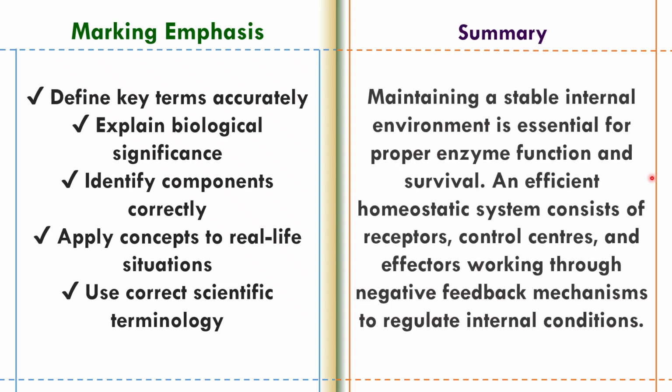Summary. Maintaining a stable internal environment is essential for proper enzyme function and survival. An efficient homeostatic system consists of receptors, control centers, and effectors working through negative feedback mechanisms to regulate internal conditions.